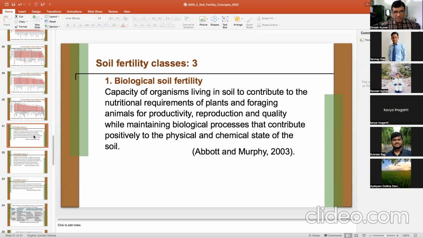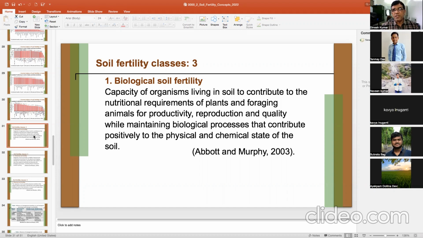So soil fertility was classified by Abbott and Murphy into three classes: biological soil fertility, physical soil fertility, and chemical soil fertility. So sometimes a question may come to you, what are different classes of soil fertility? So this is the answer.